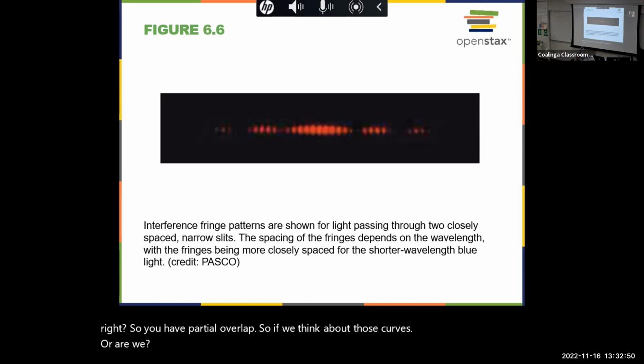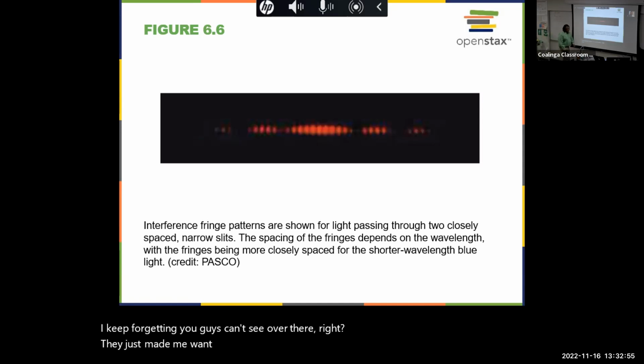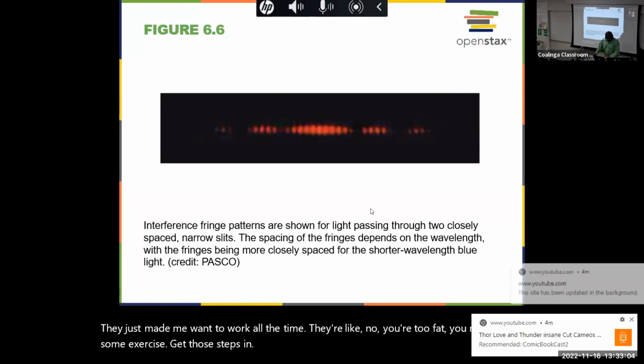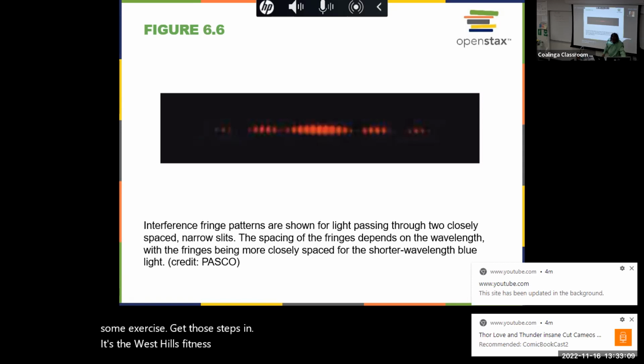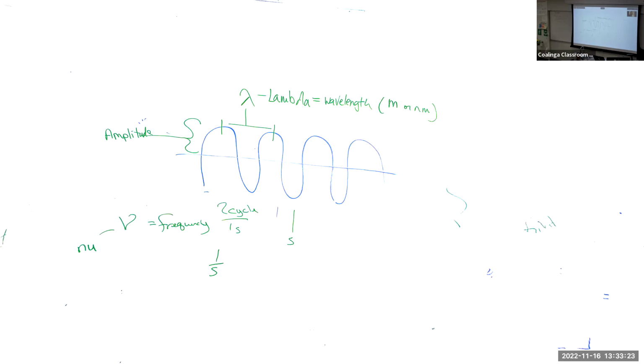I keep forgetting you guys can't see over there, right? No. They just make me want to work all the time. They're like, oh, you're too fat. You need to get some exercise, get the steps in. It's West Hill's fitness program. He's not good. I was very yesterday.